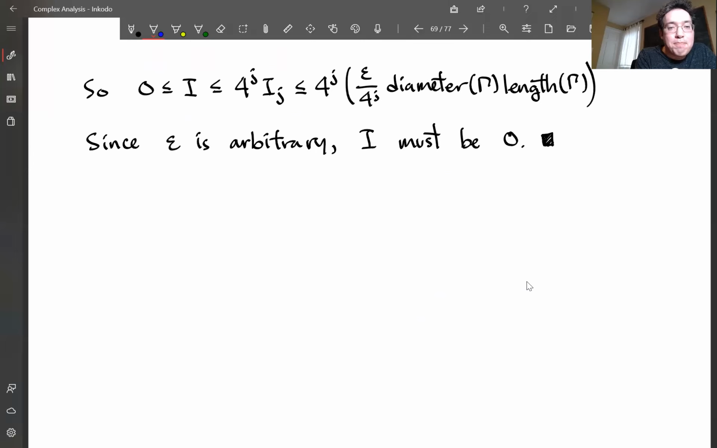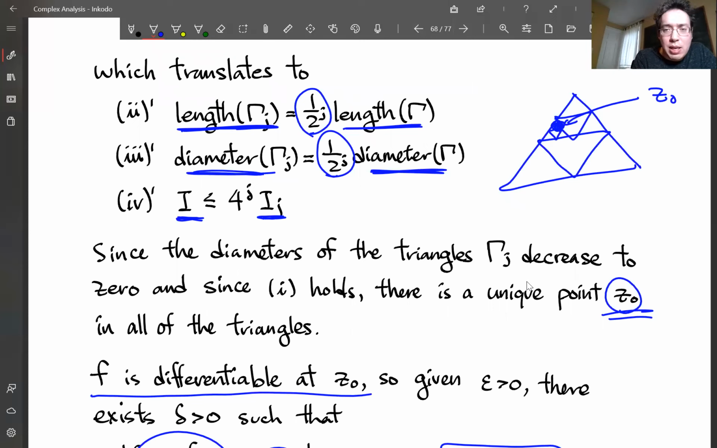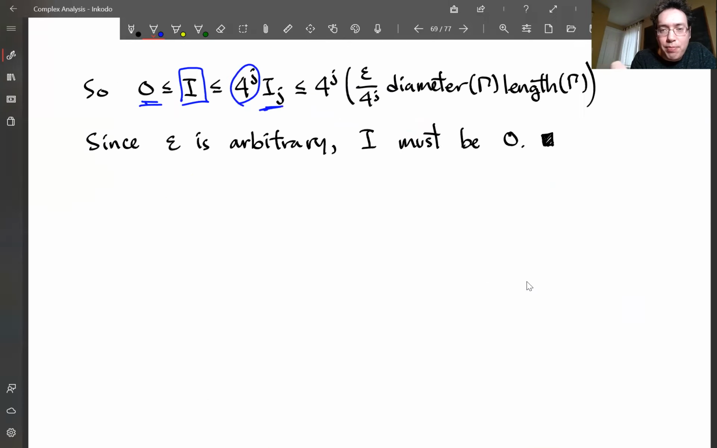The size of the original integral I, it's positive because we took the modulus, is less than or equal to 4 to the j times the jth path integral. And I have to go back and show you, but let's see. Compared to the original triangle, the perimeter is going to be 1/2 to the jth power, and the diameter is going to be 1/2 to the jth power. So both of those combined, you will get 1/4 to the jth power. That's what we have here, times the diameter of the original triangle and the perimeter of the original triangle. So coincidentally, 4 to the j cancels out.